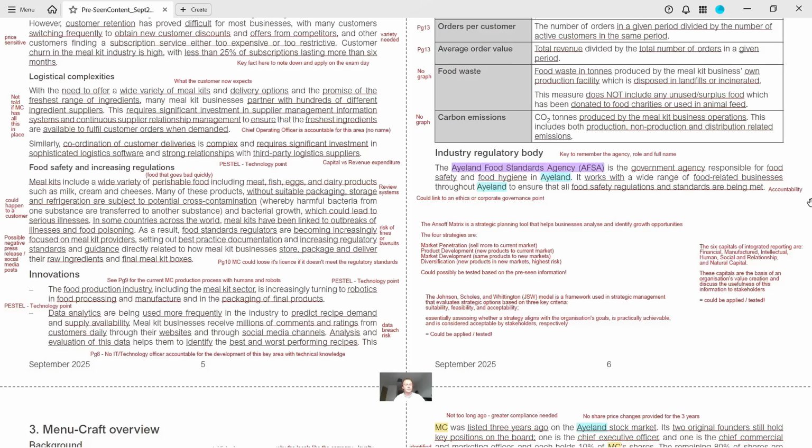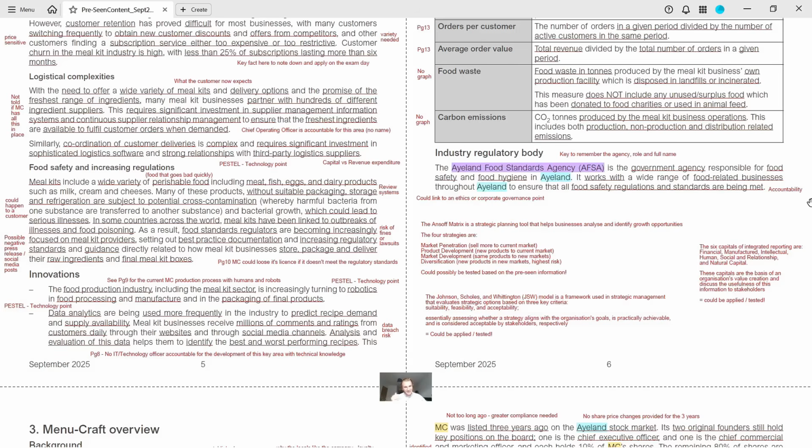In some countries across the world, meal kits have been linked to outbreaks of illnesses and food poisoning. So you could get on the exam day in an exhibit, maybe a bad press release or a social media post, something like that, maybe could come up. So as a result, food standards regulators are becoming increasingly focused on meal kit providers, setting out best practice documentation and increasing regulatory standards and guidance directly related to how meal kit businesses store, package and deliver their raw ingredients and final meal kit boxes.